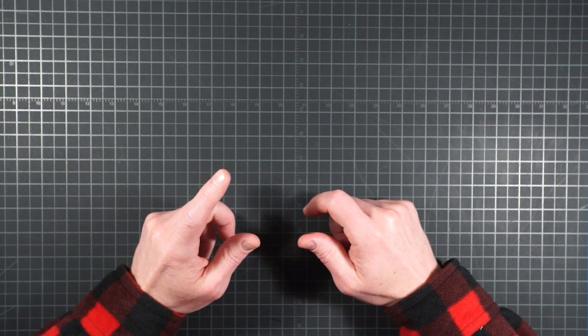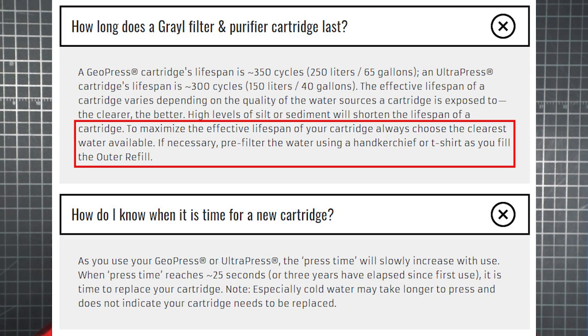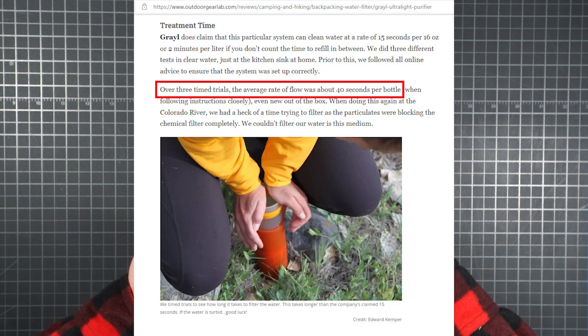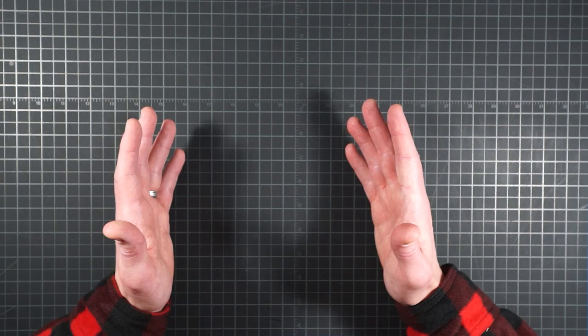This is an issue Grayl alludes to on their site, stating, to maximize the effective lifespan of your cartridge, always choose the clearest water available. If necessary, pre-filter the water using a handkerchief or t-shirt as you fill the outer refill. New out of the box and testing at home using kitchen sink water, the reviewer experienced an average press time of 40 seconds. But Grayl said replace it if it gets to about 25.